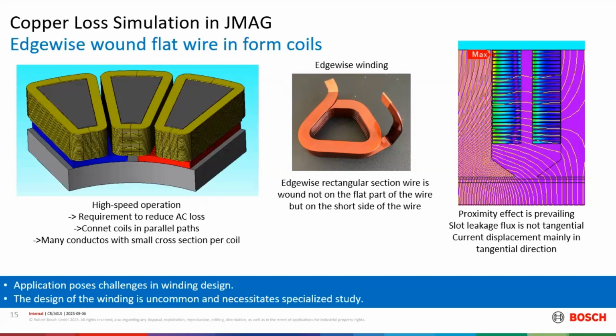A preliminary 2D study has shown that in this type of machine, the proximity effect is prevailing, and the current density distribution is mainly in the tangential direction, not in the axial direction, which corresponds to the radial direction in a radial flux machine. This is because the flux within the slot cannot be assumed to be horizontal.